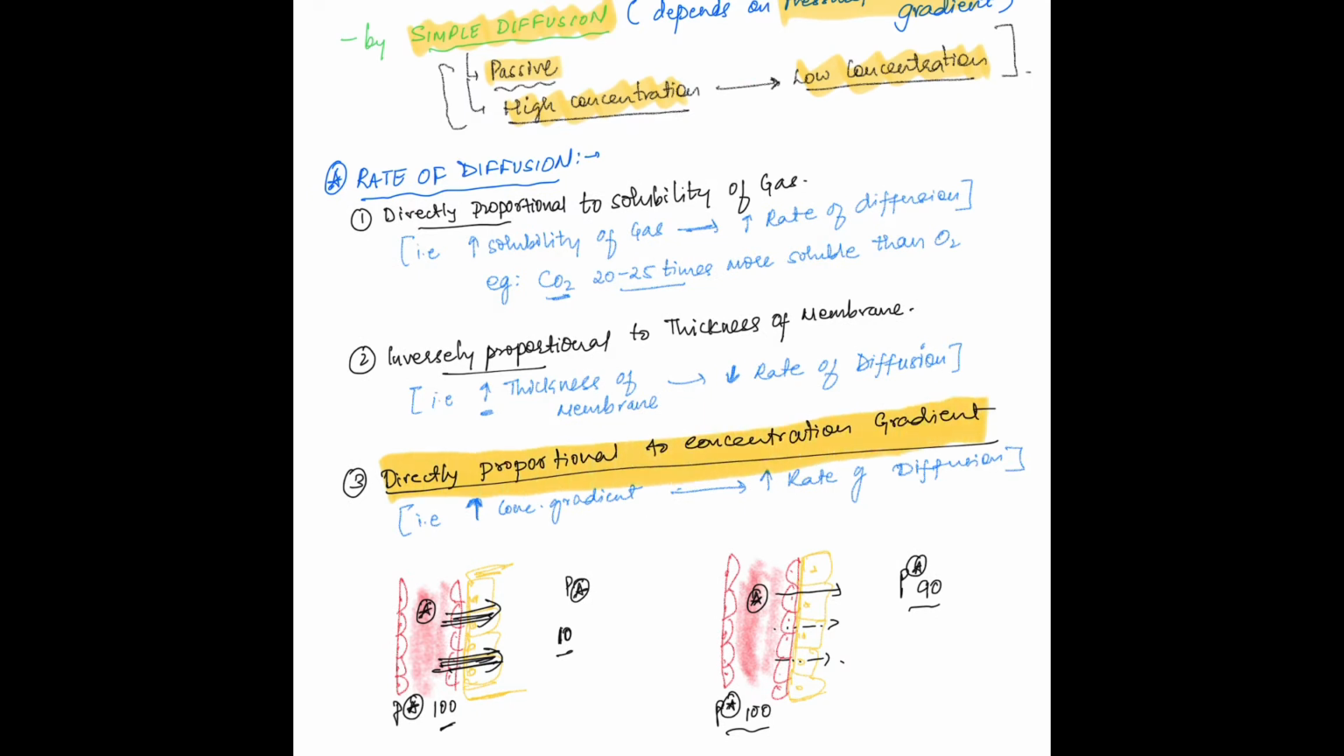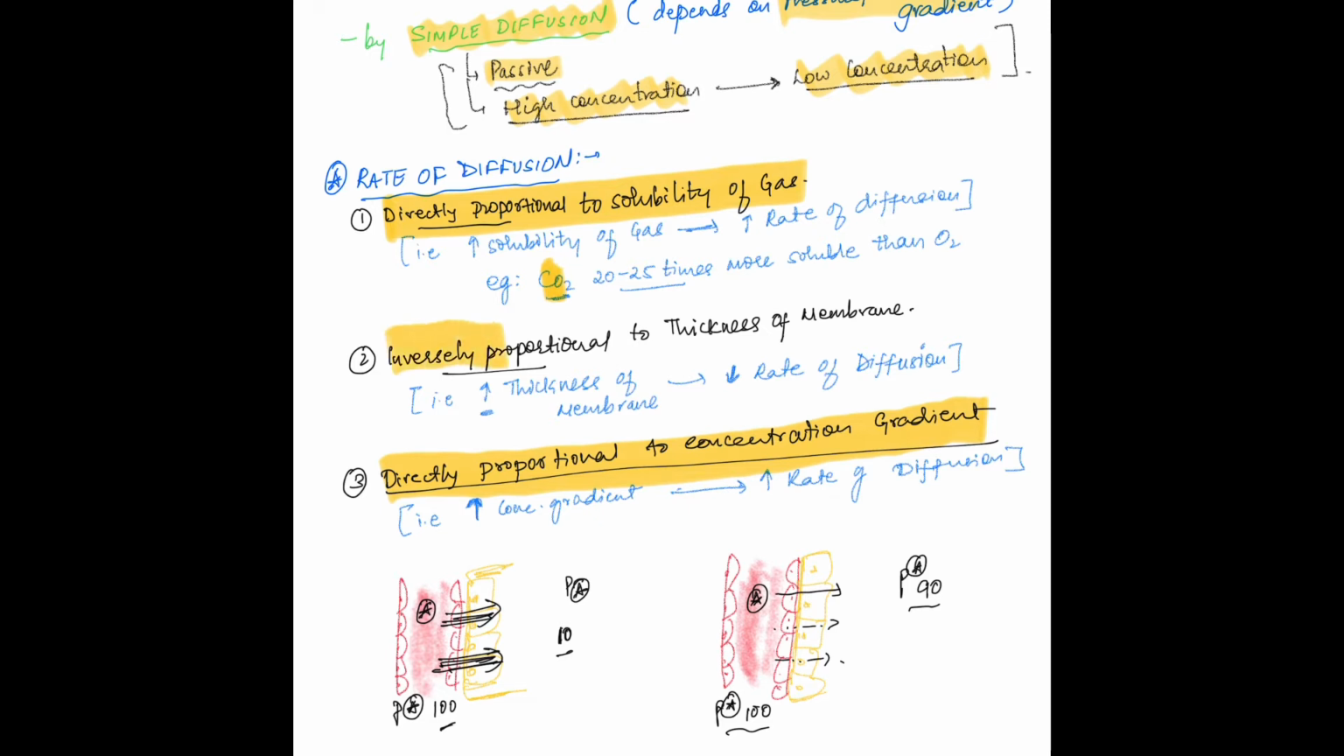Next factor is solubility of gas. Rate of diffusion is directly proportional to solubility of gas. A gas with high solubility will diffuse more than a gas with low solubility. For example, carbon dioxide is 20 to 25 times more soluble than oxygen.